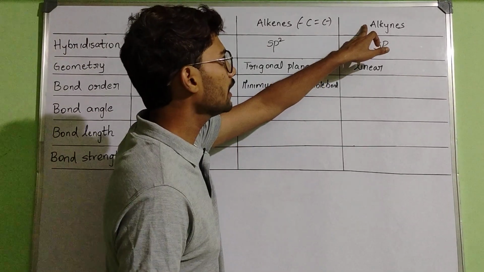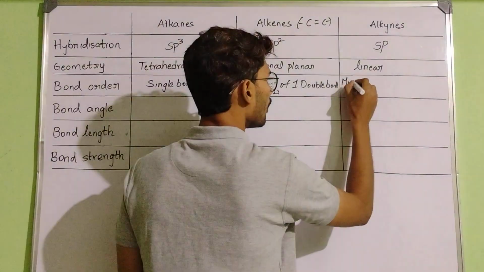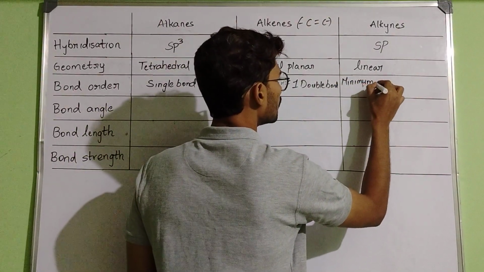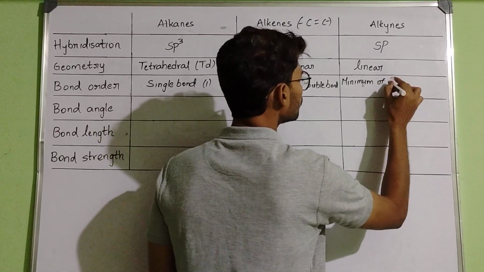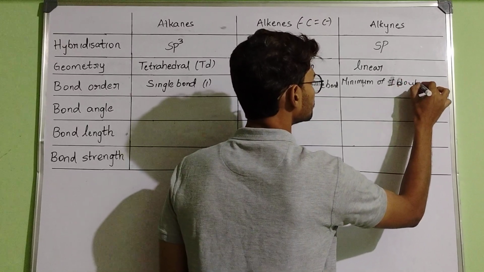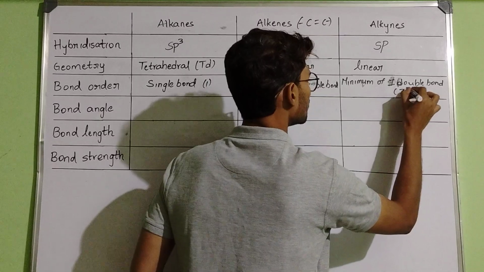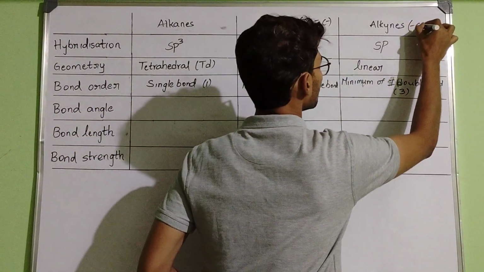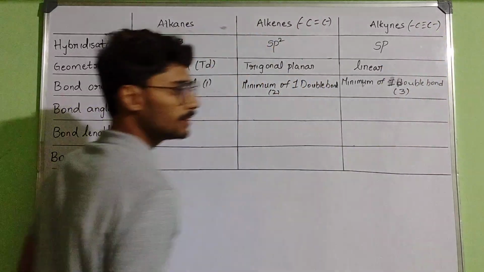Now the bond order for alkyne system is, at least there should be a minimum of one triple bond. Therefore, the bond order for alkynes is 3. The simplest alkyne is ethyne, so it should have a triple bond in it.